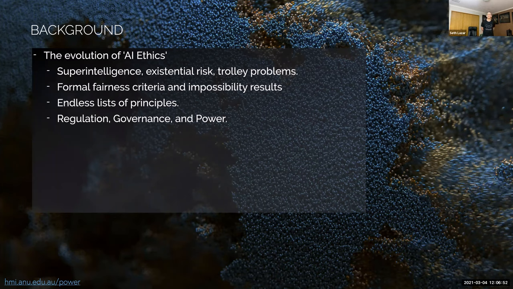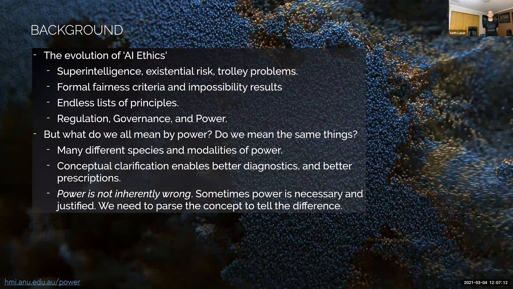Think about books like Algorithms of Oppression by Safiya Noble, the forthcoming book by Kate Crawford, Atlas of AI, Carissa Véliz's book, Privacy is Power. All of these books have power at the center of their analysis of the place of AI in society. What we don't have as much of in the field so far is a pause for reflection on what we mean by power when we're talking about it, whether we mean the same things.